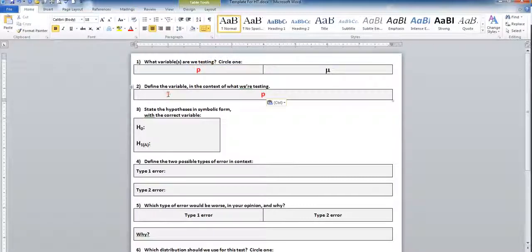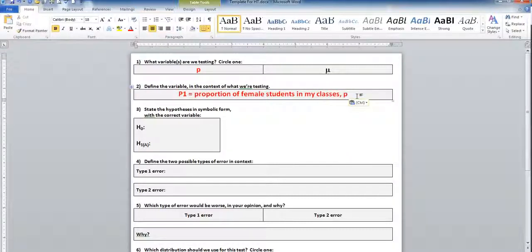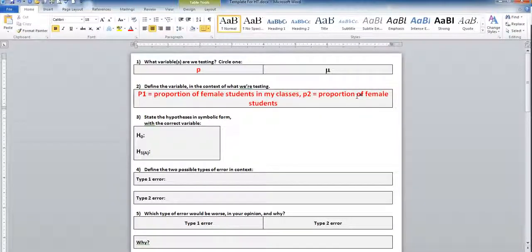We're testing p1, which is going to be the proportion of female students in my classes. And then, spelled correctly would be nice, p2 would be the proportion of female students at COCC overall. So there's your two proportions. If you want to make them all fancy, make them subscripted, that would be a nice thing. And let's make that a lowercase p like it should be. There we go. Very nice.